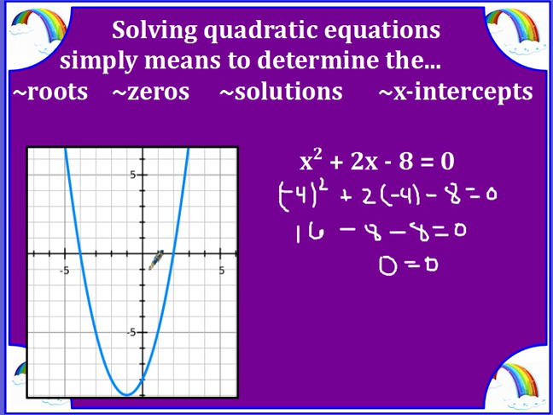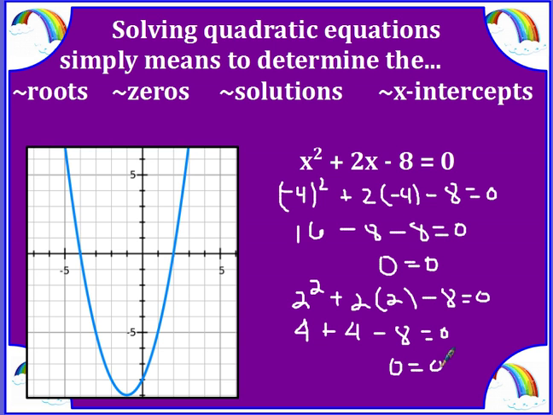Now let's test the second root at 2. We plug in 2 for our x. Use order of operations. Let's evaluate. We get 4 plus 4 minus 8 equals 0. Indeed, here we have 8 minus 8. We get our true statement of 0 equals 0.